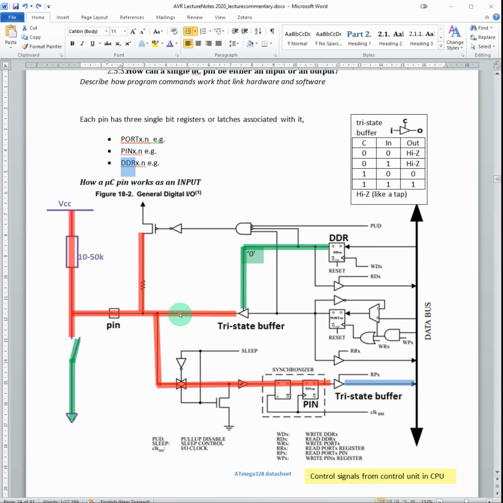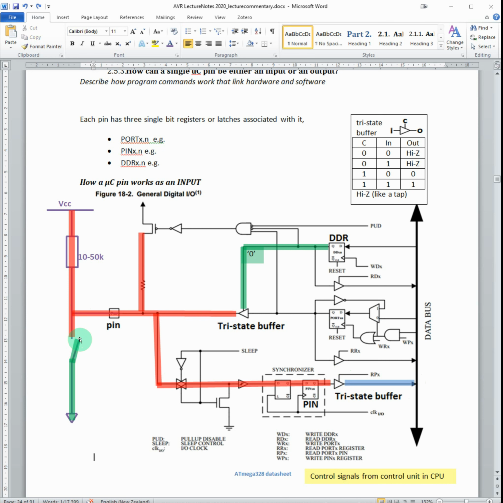So at the moment what we've got is everything is high because of this pull-up resistor. All this potential is high, and this signal here is 1. What we're waiting for is for the control logic to put a 1 on here to actually read that value into the data bus and take it away to do something with it.